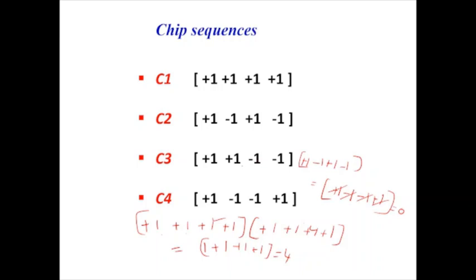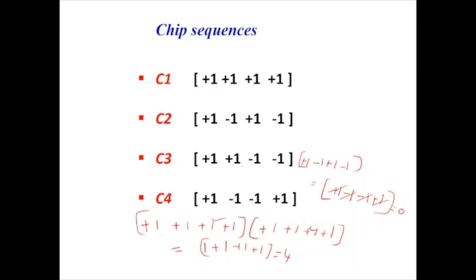And if we multiply a chip code by itself, the outcome will be n, that is, the number of stations in the system. This is the specialty of these chip sequences. The multiplication I have shown here is called the inner product of two equal sequences.